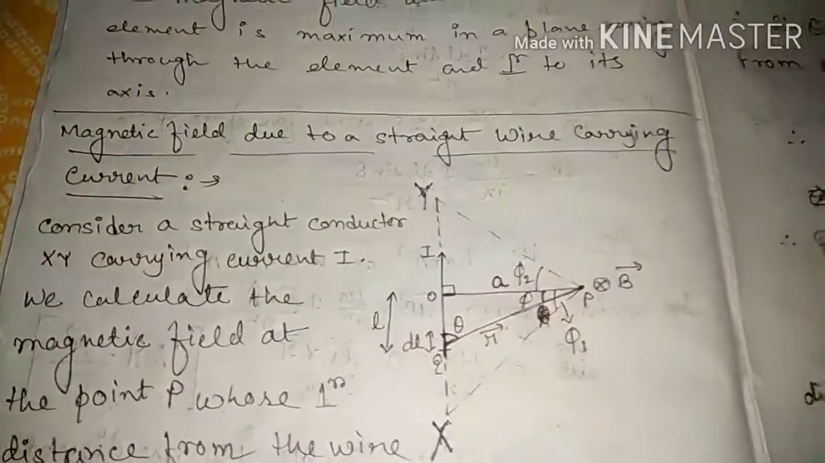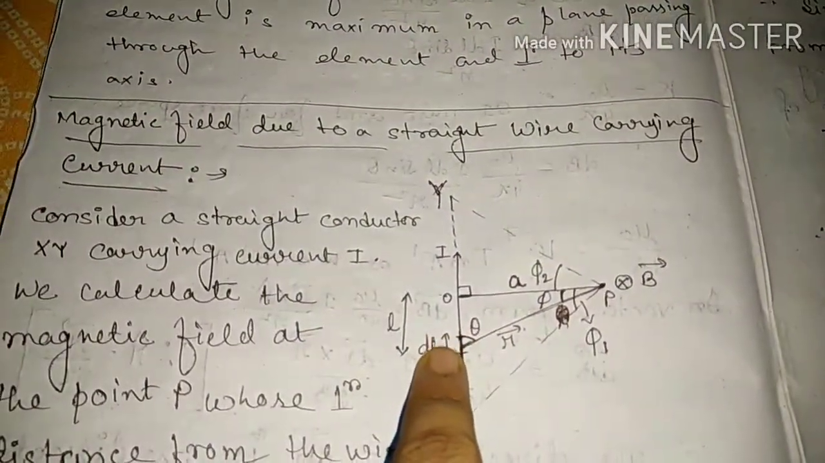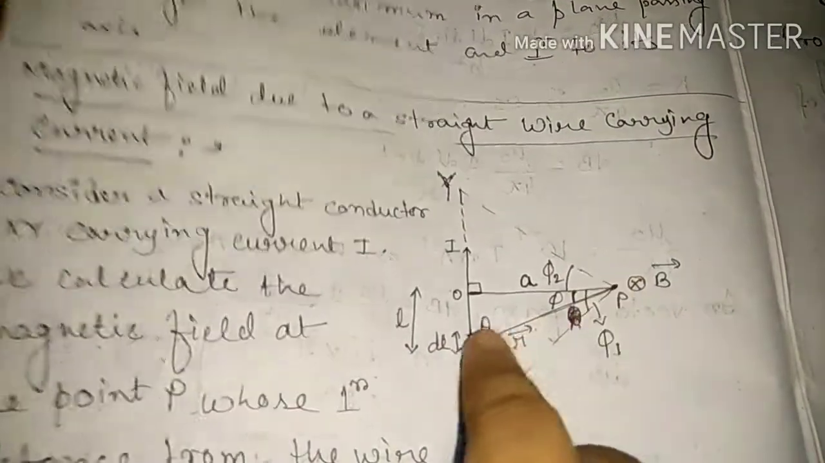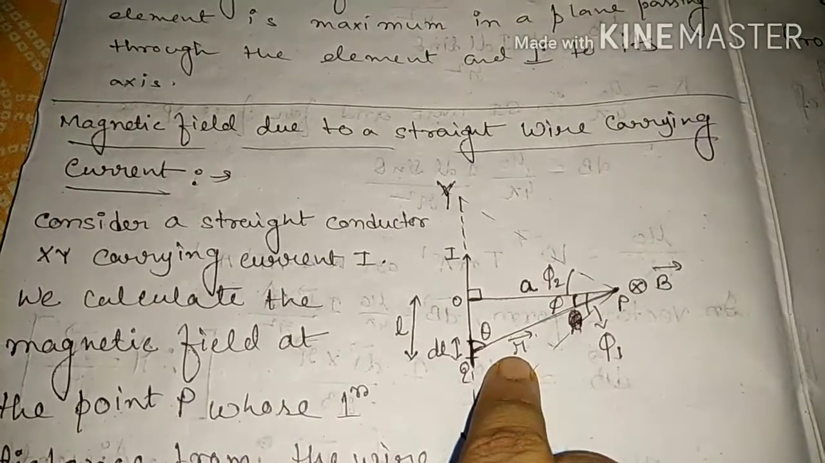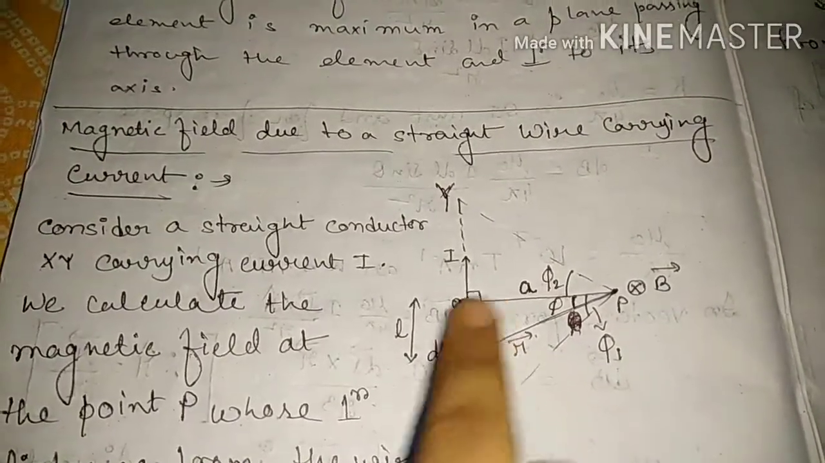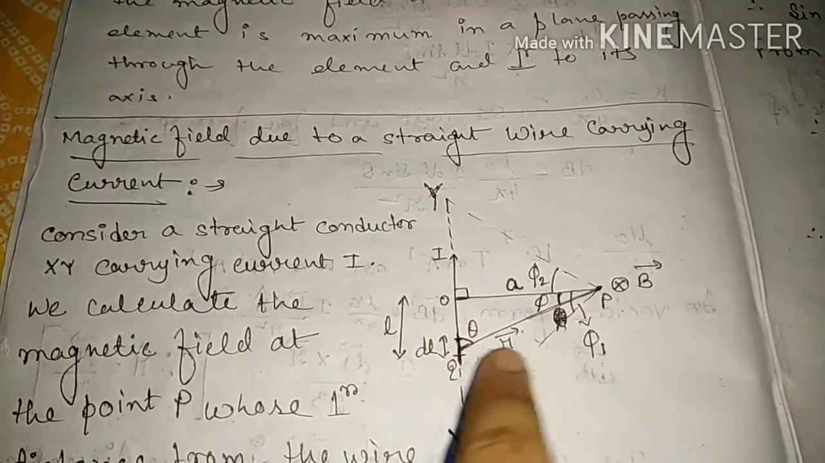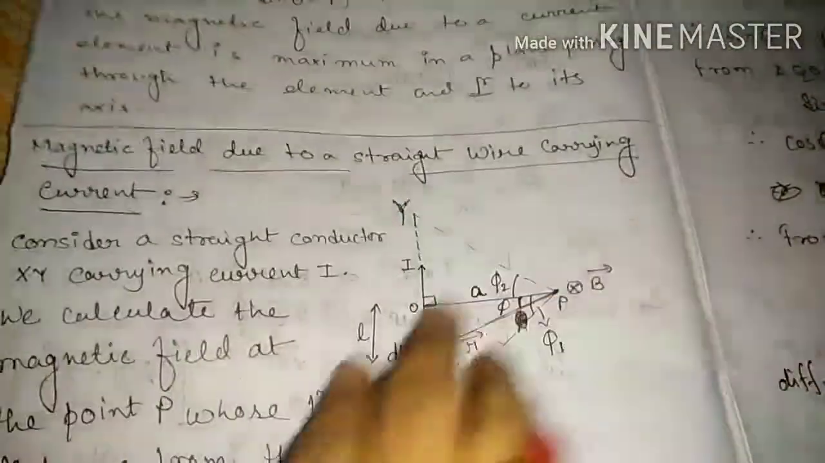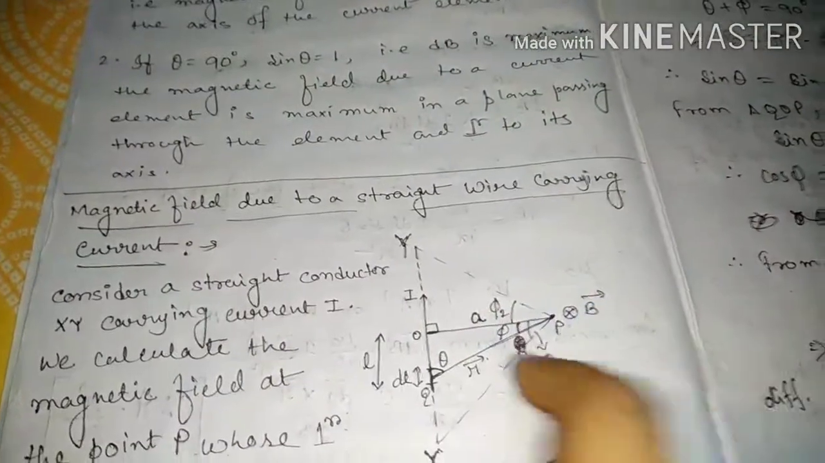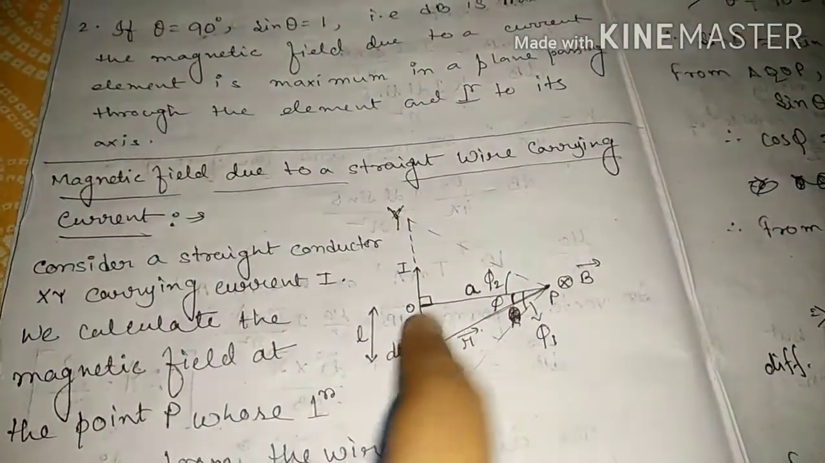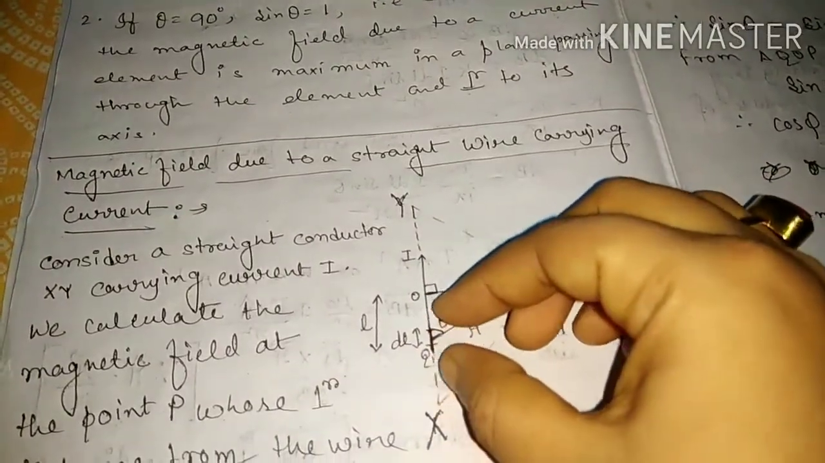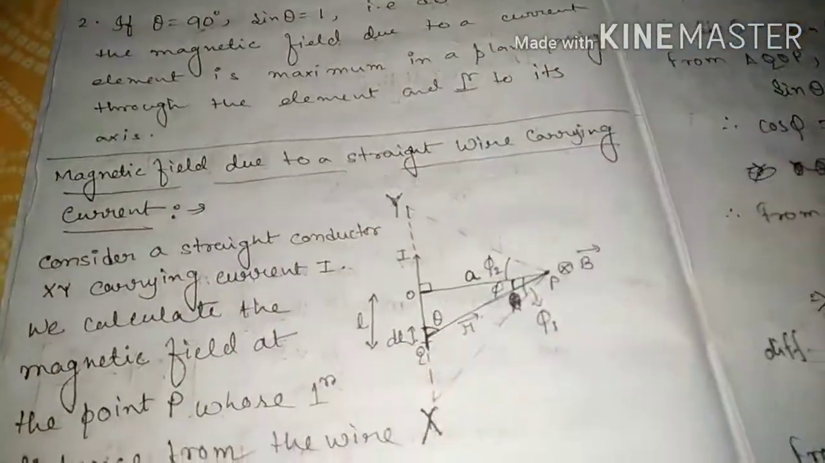Now as usual, we consider a small current element dl, and the distance of P from it is r. This is not perpendicular, so it makes an angle theta. I will write this point as Q. This very small element is considered as a point, but if I write it as a point you cannot see it, so I will draw it big. But this current element is very small.